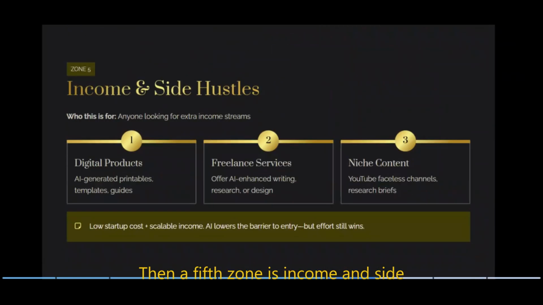Then the fifth zone is income and side hustle. If you are looking to earn more, AI lowers the barrier to entry. You can create digital products, research briefs, content channels, services. The tools are cheaper, the speed is faster, but the effort still matters. AI does not take away your effort. It only speeds it up and scales it. So AI rewards clarity, not shortcuts.